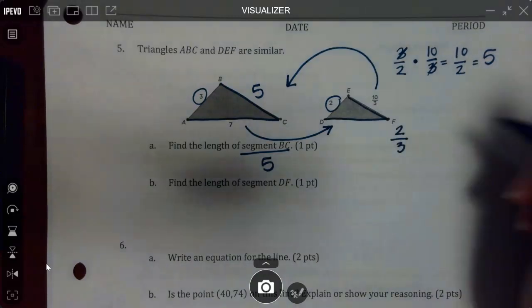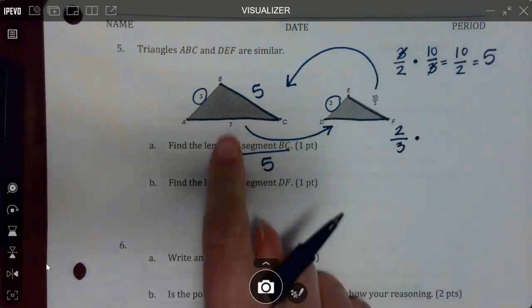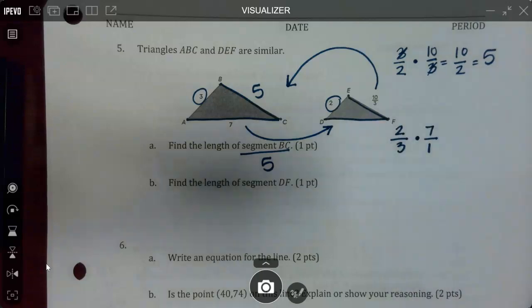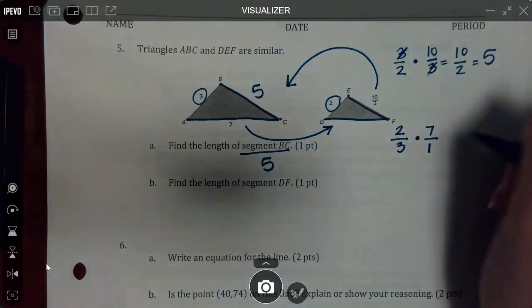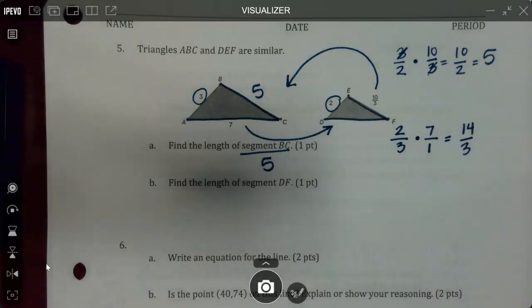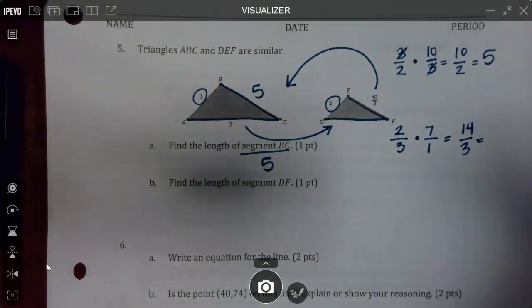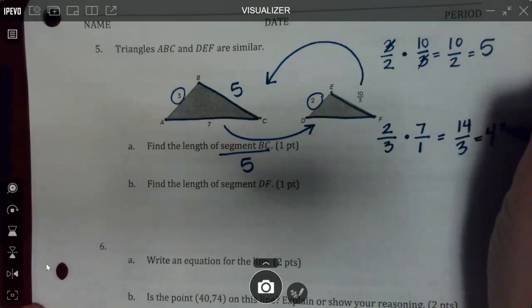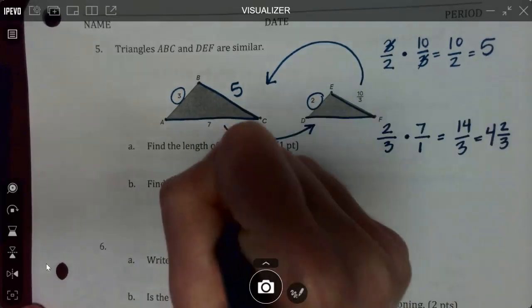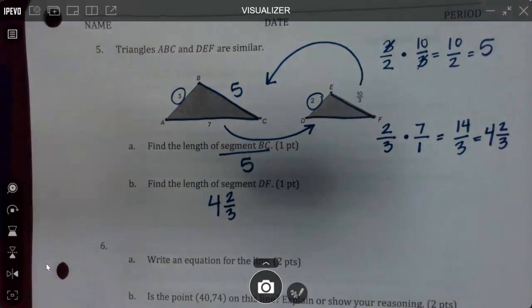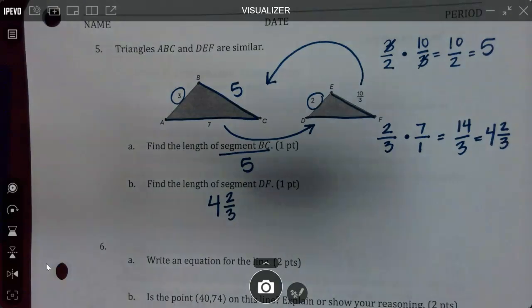So now I need to use that as my multiplier times the side that I already know, which is 7. And again, I'm not using a calculator, but 7 over 1. When I multiply, I get 14 over 3. Well, 3 goes into 14, how many times? 4, with 2/3 left over. So my distance is 4 2/3. Now, if you put 4.67, 4.66, I took that as well.